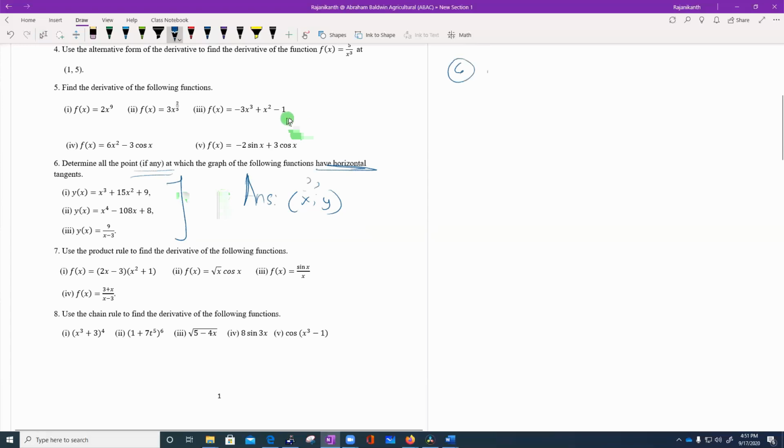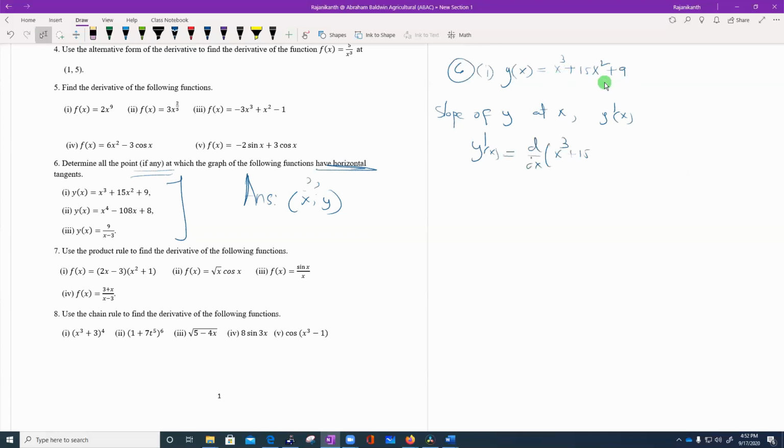So problem number 6. First, let us find y prime. You are given the function x cubed plus 15x squared plus 9. I'm going to find the slope of this function. The slope of y at any point x is simply y prime of x. So I'm finding y prime of x, simply the derivative of the given function. Okay.